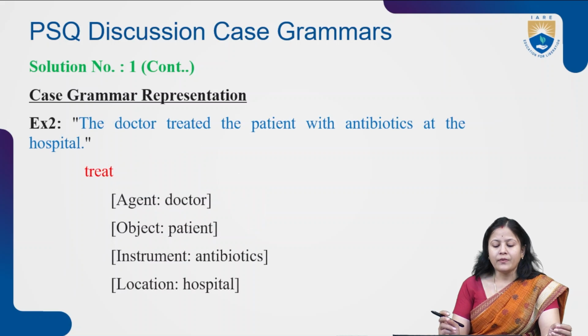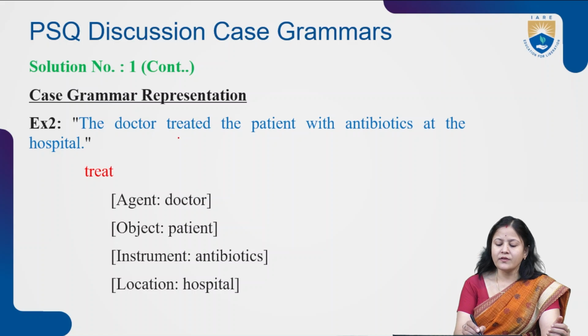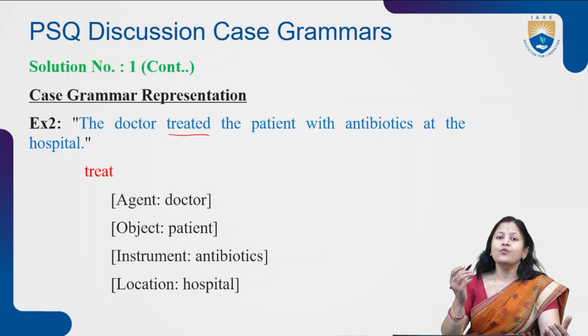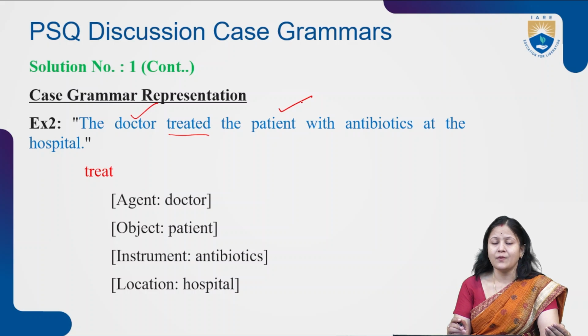Now the second example is: the doctor treated the patient with antibiotics at the hospital. So what is the verb here? The verb is treated, so treat is the verb. For the verb, we have to find out the case representation. Directly I have written the case representation. Then who is treating here? Doctor is treating the patient, so doctor is considered as the agent case. And doctor is treating whom? Whom means patient, so patient is considered as the object case.